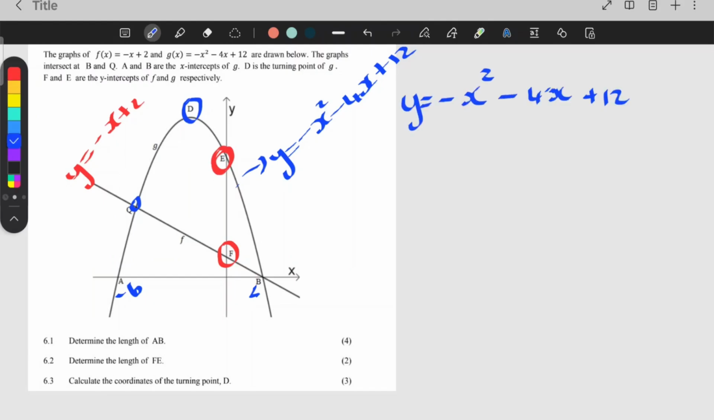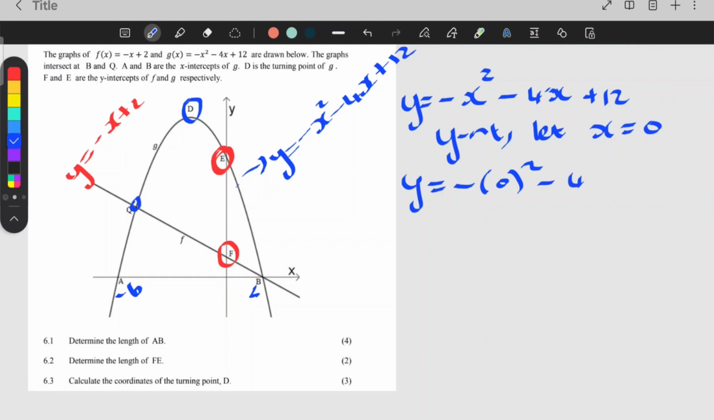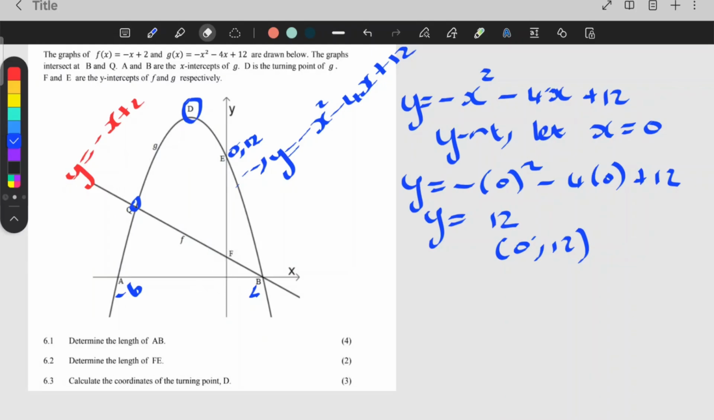For my y-intercept, I let x be 0. So now y is equal to negative (0) squared minus 4(0) plus 12. I get my y to be 12. So my y-intercept is (0; 12). So this E over there is (0; 12).